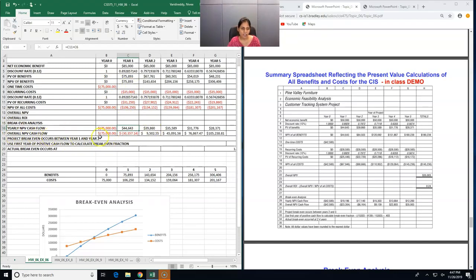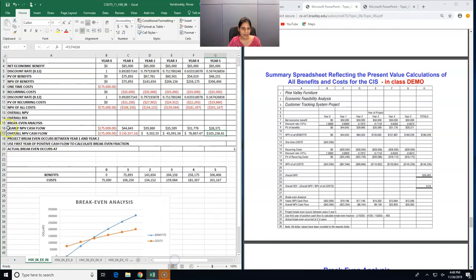Now we want the overall NPV cash flow. It's nothing but the cumulative value. For year 0, it's negative 75,000, and for year 1, it's negative 75,000 plus 44,000, which gives you negative 30,000. For year 2, it's negative 30 plus positive 39, so you get positive 9,000. For year 3, it's positive 9,000 plus positive 35,000, so you get 45,000. For year 4, you get 76,000. And finally, for year 5, you get $105,000.